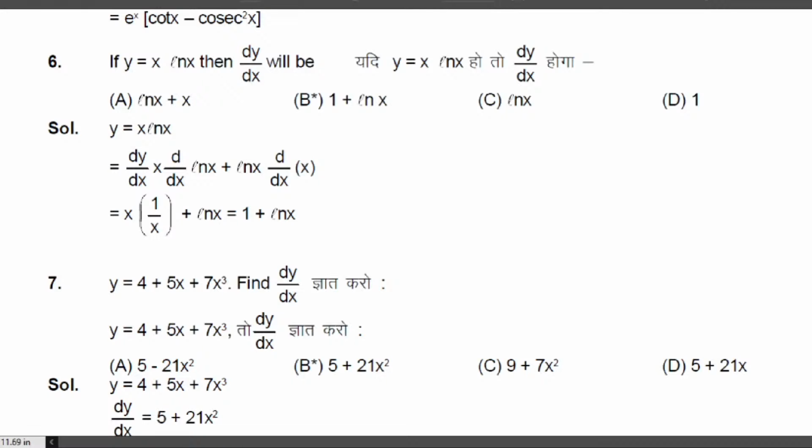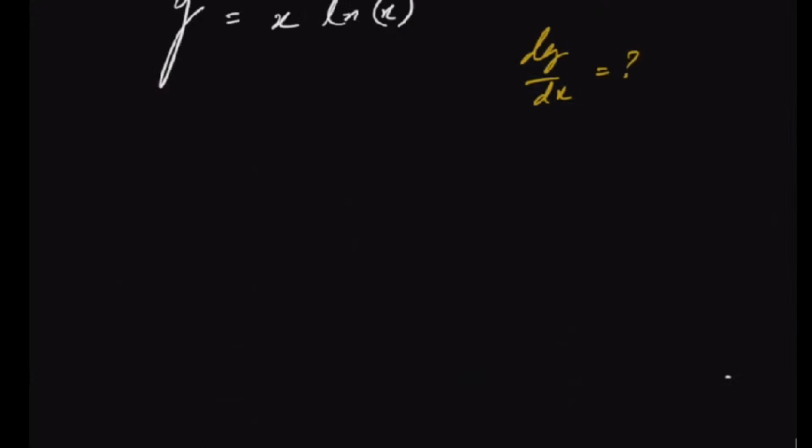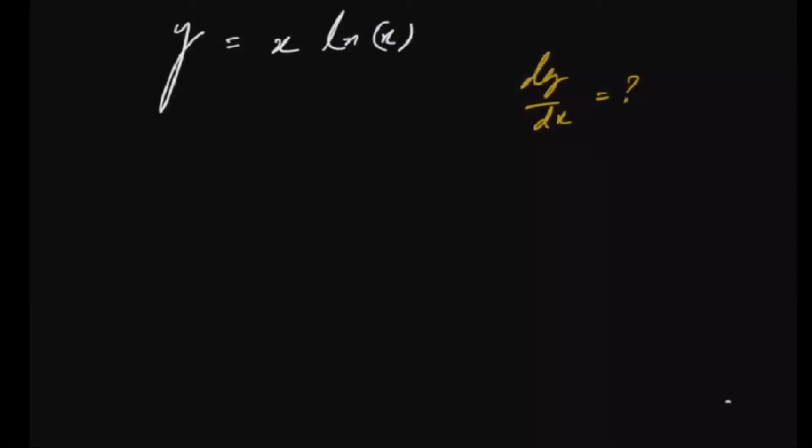Okay, let me go back. So this is the question. So I think there is some lag here. Okay, now it's visible. So what is dy by dx?